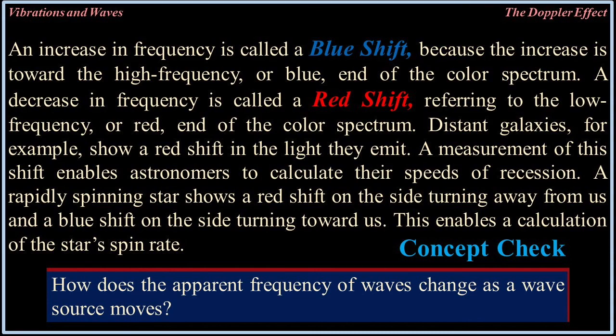An increase in frequency is called a blue shift because the increase is towards the high frequency or blue end of the color spectrum. A decrease in frequency is called a red shift, referring to the low frequency or red end of the color spectrum. Distant galaxies, for example, show a red shift in the light they emit. A measurement of this shift enables astronomers to calculate their speeds of recession. A rapidly spinning star shows a red shift on the side turning away from us and a blue shift on the side turning toward us. This enables a calculation of the star's spin rate.